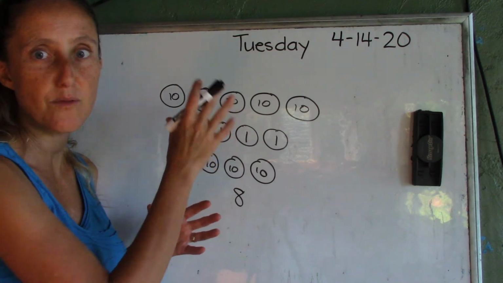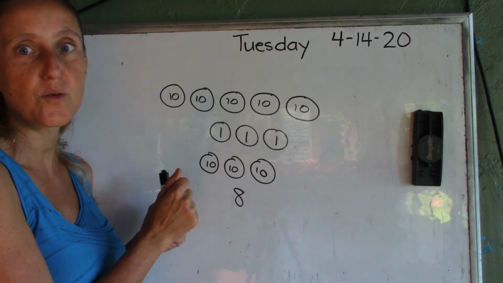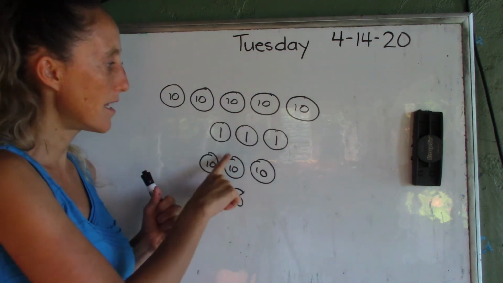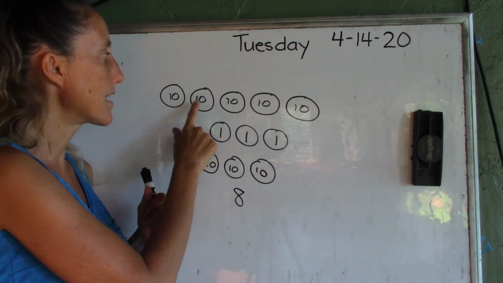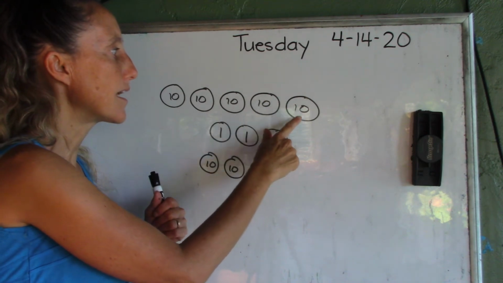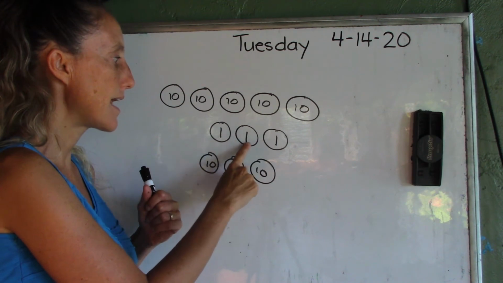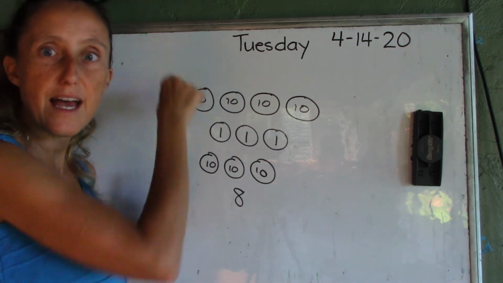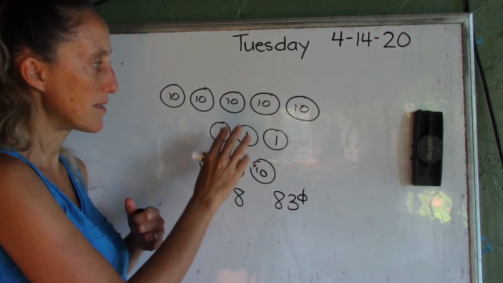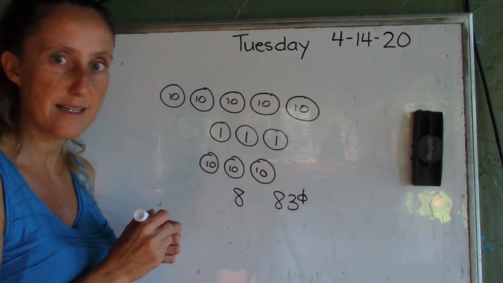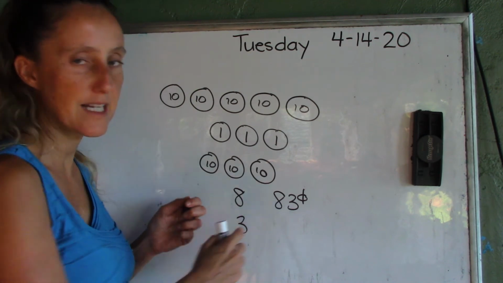But how much money do I have all together? What are my dimes and pennies worth together? So if they're dimes, we have to count by 10. So let's count by tens, and then we'll just count on one more when we're done for our pennies. Let's count together. 10, 20, 30, 40, 50, 60, 70, 80, 81, 82, 83. So I have 83 cents. 8 dimes, 3 pennies makes 83 cents. Isn't that interesting?